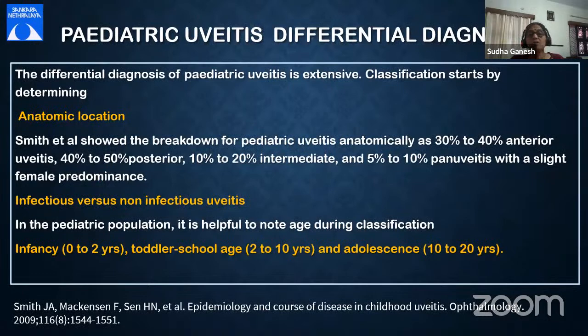Coming to the differential diagnosis, the classification starts by determining the anatomic location. Smith et al. showed the breakdown of pediatric uveitis anatomically as 30 to 40% anterior uveitis, 40 to 50% posterior, 10 to 20% intermediate, and 5 to 10% panuveitis with a slight female preponderance. The other way of classifying would be infectious versus non-infectious. In the pediatric population, it is also helpful to note whether the child is in infancy, that is 0 to 2 years, toddler or school age, 2 to 10 years, or an adolescent between 10 to 20 years.